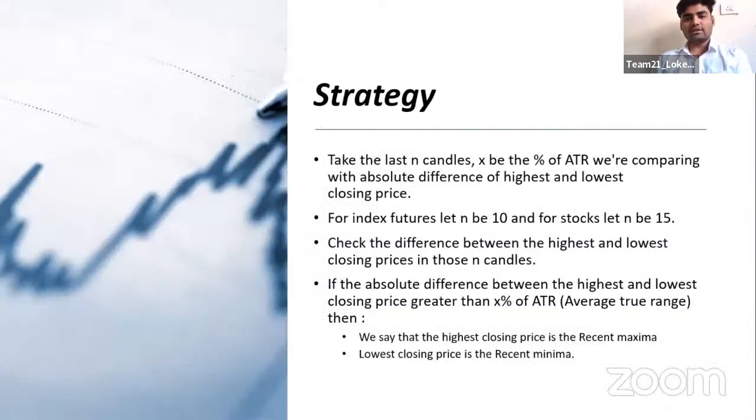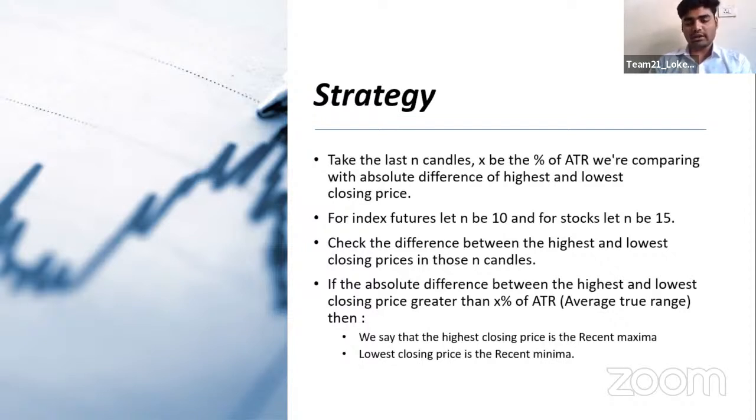Basically, the strategy is we take the last n candles, and to define a significant price movement, let x be a number, a percentage of ATR. There will be an absolute lowest level and highest level in the last n candles. If the absolute difference between them is some X percentage of ATR, we say that this is a valid movement. There was some battle between bulls and bears, and if something is going in the same or reverse direction, it is significant, and we can take a trade in that direction. For index futures, we are going with n equal to 10. For stocks, it will be 15.